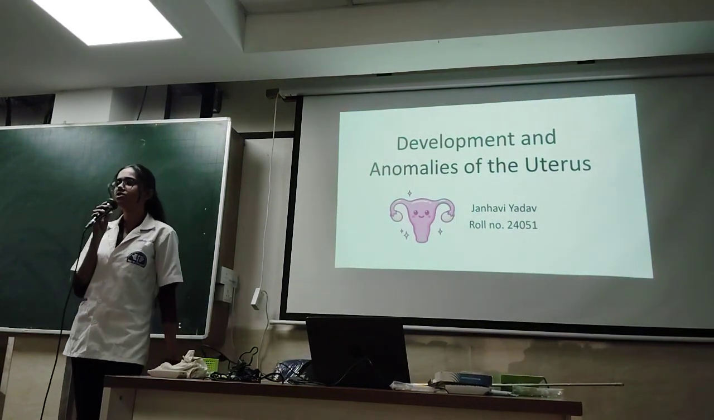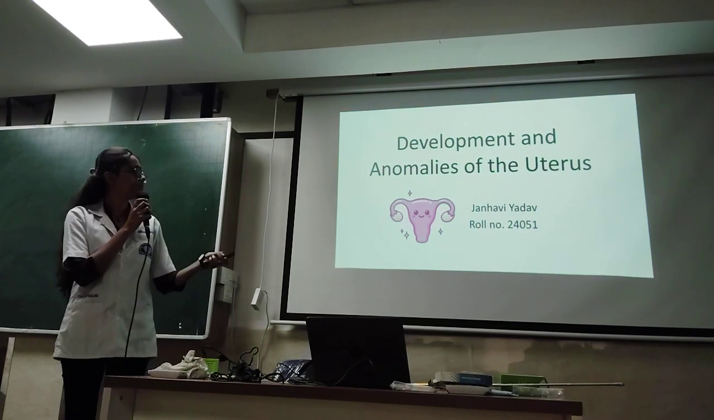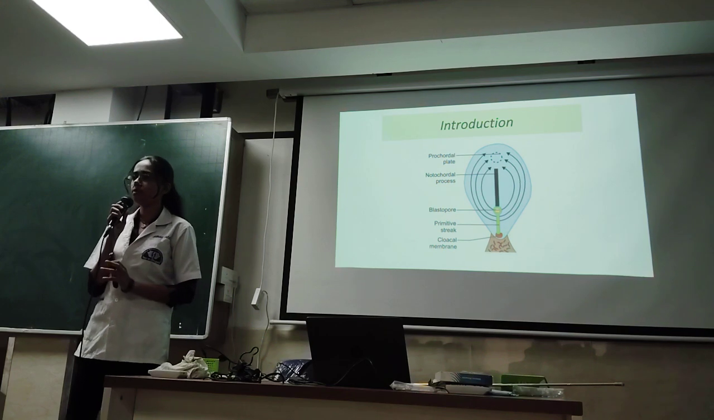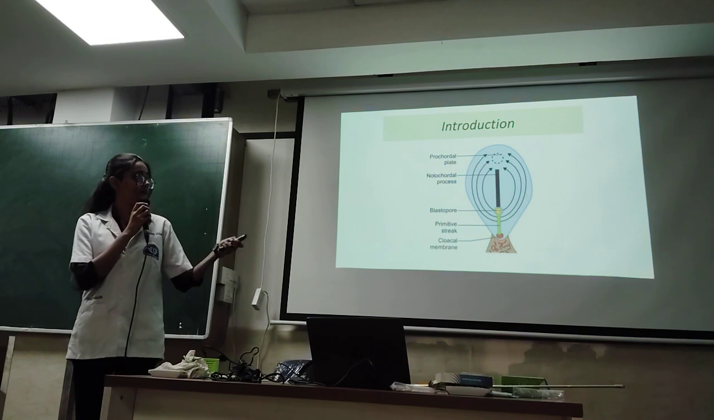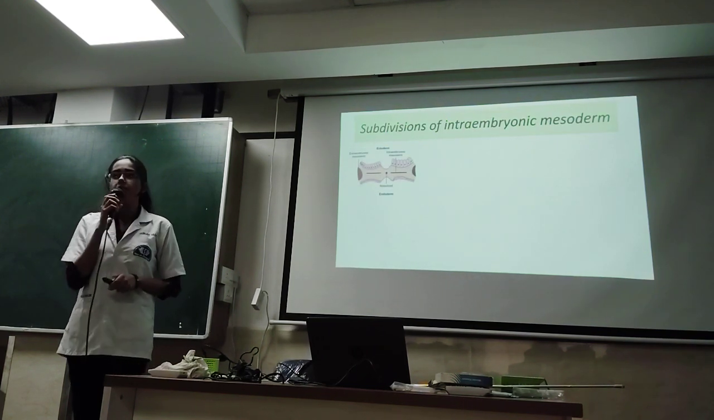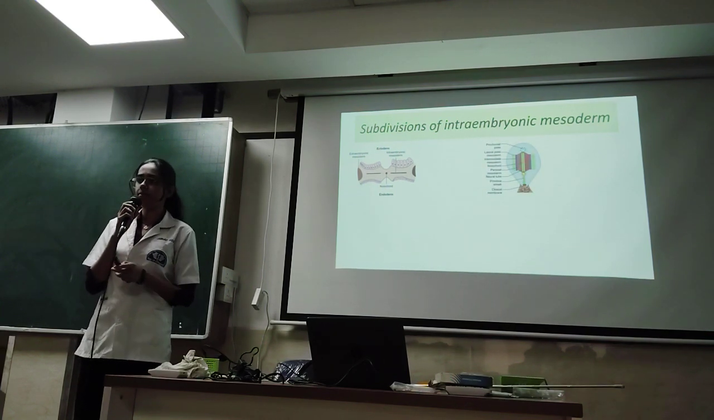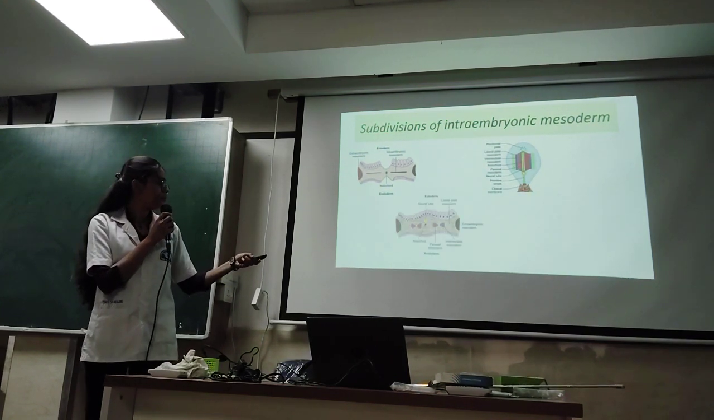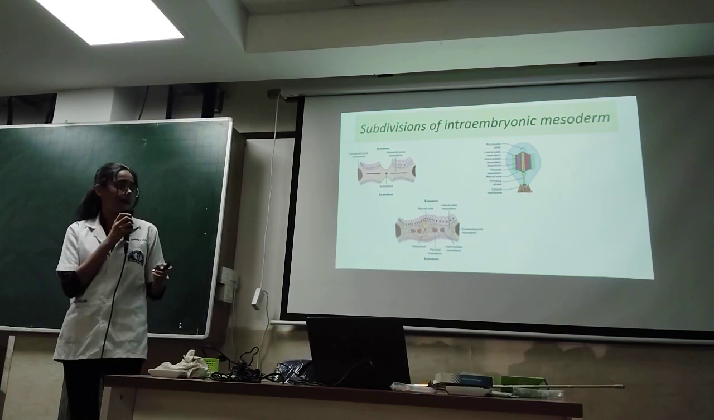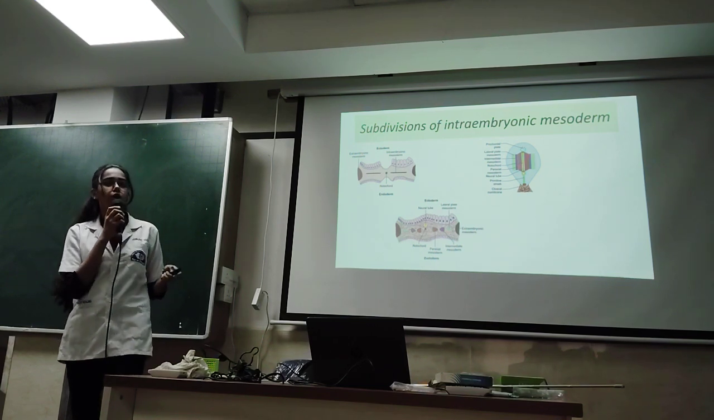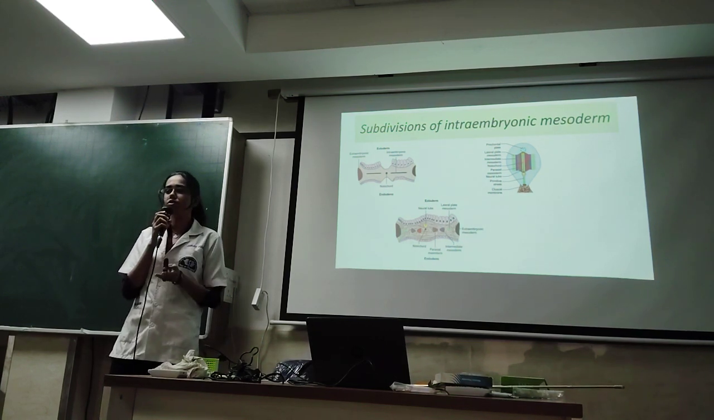Good morning everyone. Myself Janvi Yadav, roll number 51, and I'll be talking about the development and anomalies of the uterus. So let's begin with the formation of the primitive streak in the 3rd week, and then it undergoes proliferation to form the intraembryonic mesoderm. This intraembryonic mesoderm later divides into 3: the paraaxial mesoderm, the intermediate mesoderm, and the lateral plate mesoderm. The paraaxial mesoderm later gets segmented to form the somites. The lateral plate mesoderm forms the intraembryonic coelom or cavity, and the intermediate mesoderm gives rise to the urogenital system.